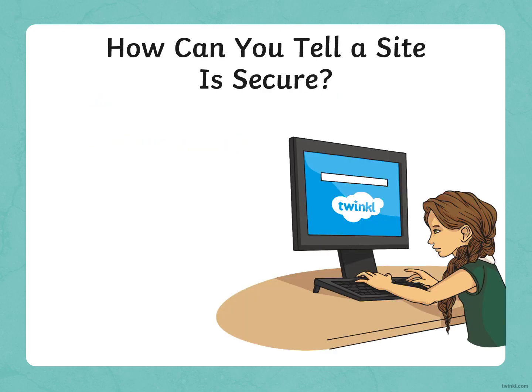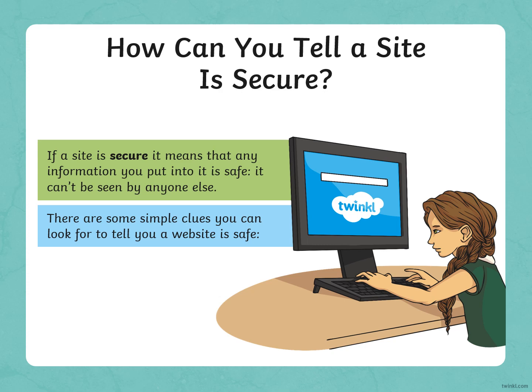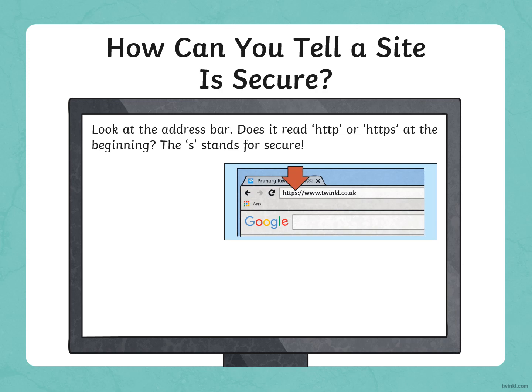Right, how can you tell a site is secure? If a site is secure, it means that any information you put on it is safe. It can't be seen or accessed by anyone else. There are some simple clues you can look for to tell if a website is safe. First off, looking at the address bar: does it read HTTP or HTTPS at the beginning? The S stands for secure, so we're looking for the HTTPS.